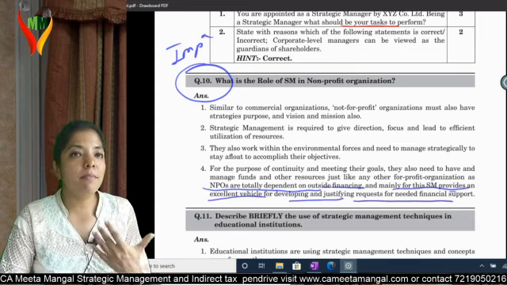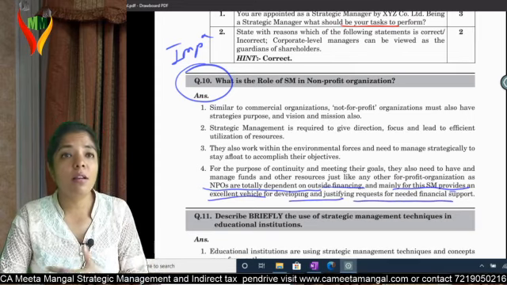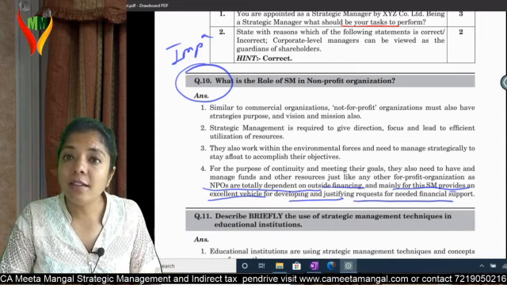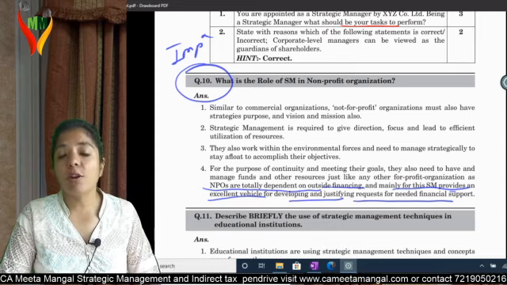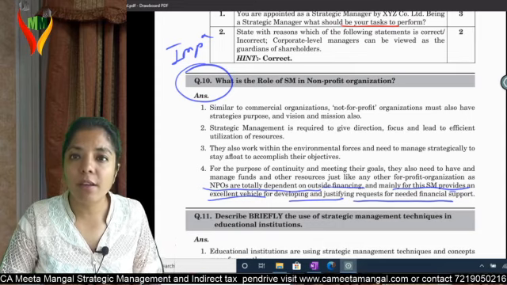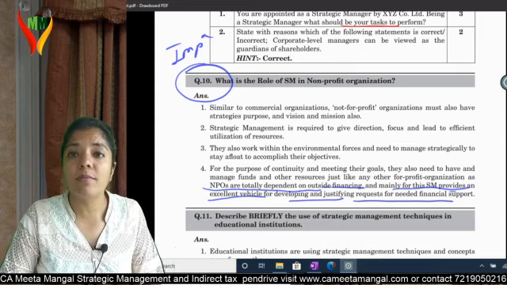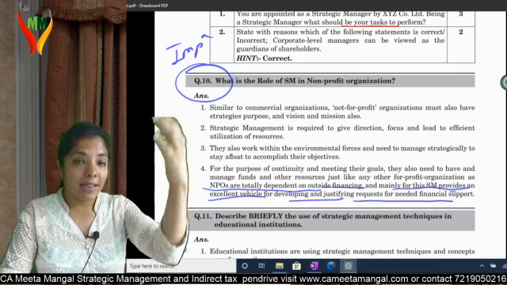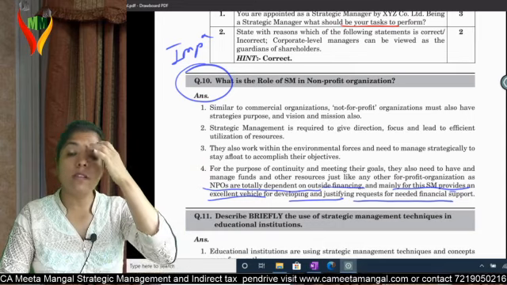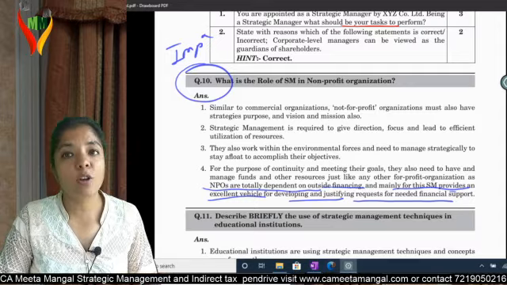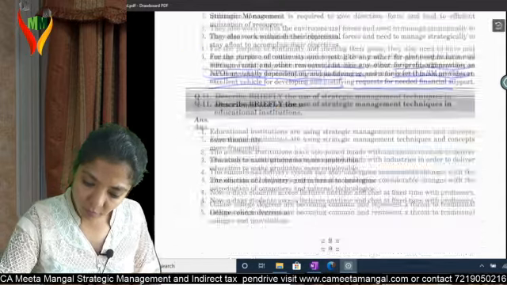NPOs work on charity and donation, and for that they need to have SM. Because if somebody comes and says I want a lakh rupees, I won't give even a rupee. But if somebody comes and says I have this problem, that problem, or comes with a whole plan, this is my vision, this is the mission, this is the objective, this is the strategy, then I can think of giving them the money. Am I clear?